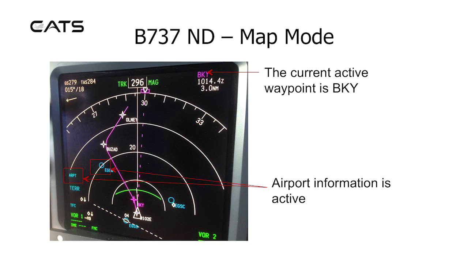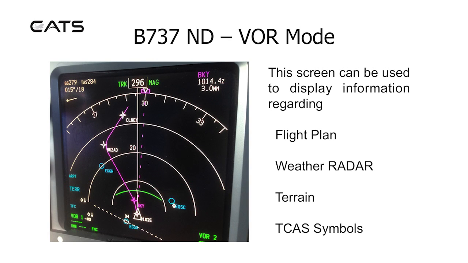Here's map mode. The current active waypoint is Barkway. The airport information is active. In VOR mode, we can see a departure from Stansted Airport. VOR 1 and VOR 2 can be selected and the aircraft route is shown with the magenta line.